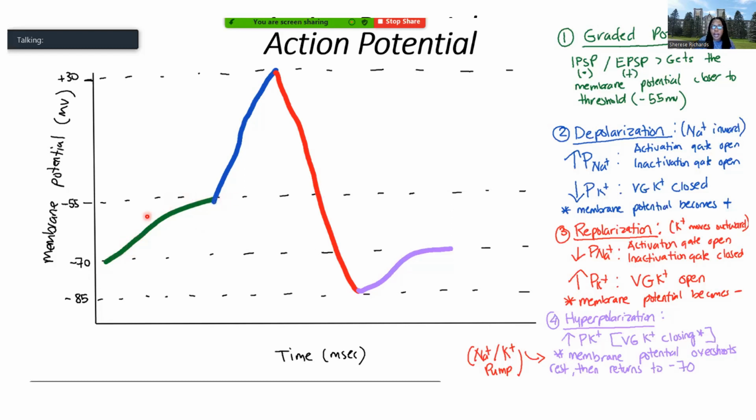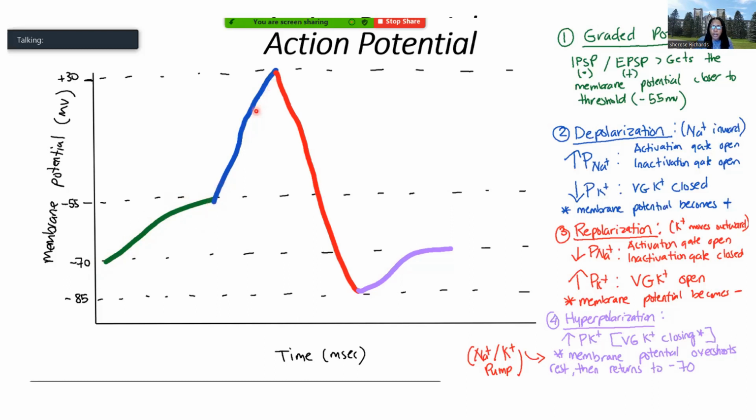So the green curve here are the graded potentials. And more recently, we talked about the fact that those can be IPSPs or EPSPs, depending on what type of channels open up, and depending on whether it's a fast or slow response. All right.